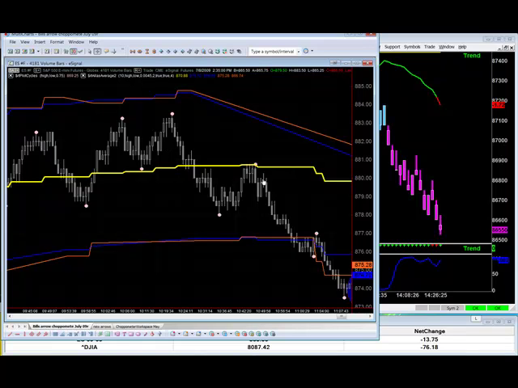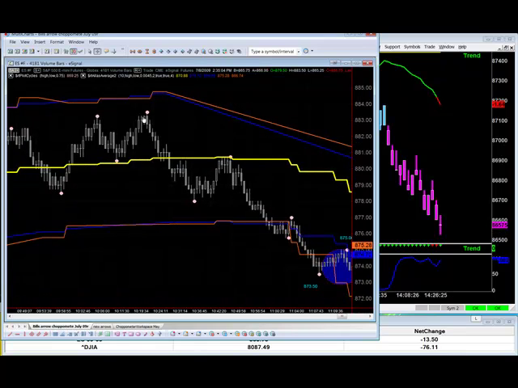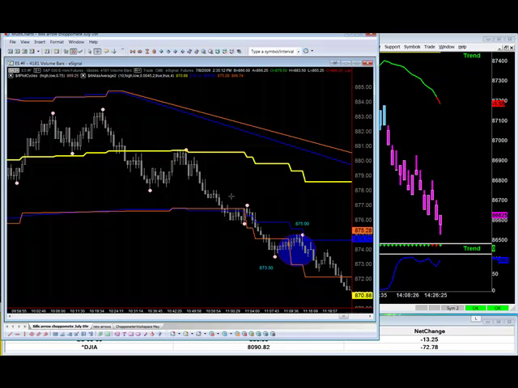Here's another great example of price breaking through Allah's average, breaking through that balance point, retracing back up, catching on some resistance, and then heading down on this huge, gigantic run.